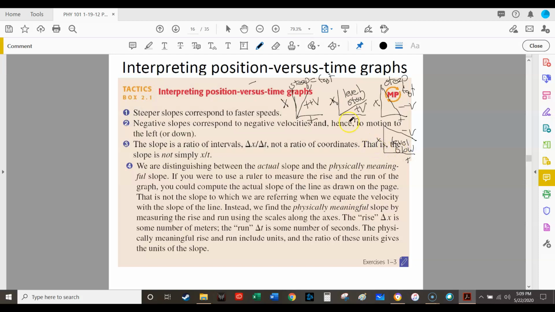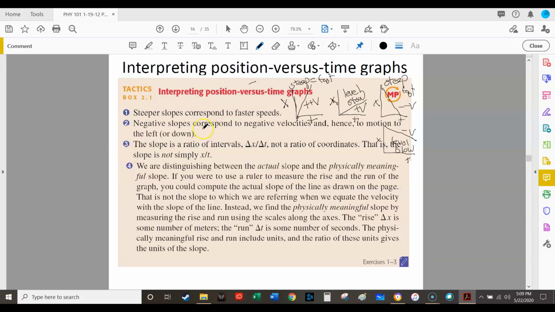So you could be traveling to the right very quickly or traveling to the right slowly. A negative slope is going to talk about where positions are decreasing over time. So that's going to be a fast car traveling to the left, and this is a slow car traveling to the left. This is a fast car traveling to the right. This level is going to be a slow car traveling to the right. And so that's what they're talking about with number one. That's how you look at the slopes and interpret the slopes.